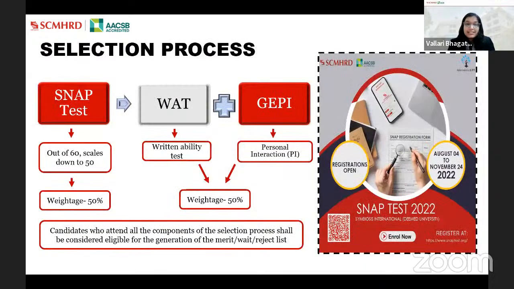So the selection process is divided into 2 parts: the SNAP test, which is out of 60 and is scaled down to 50, which has a weightage of 50%. And then once you meet the cutoff percentile for the SNAP test, you move on to the WAT and the GPI, which is the written ability test and the group interaction and the personal interaction, which has a total weightage of 50%. It's very important for candidates to attend all the components of the selection process to be considered eligible for the generation of the rank.